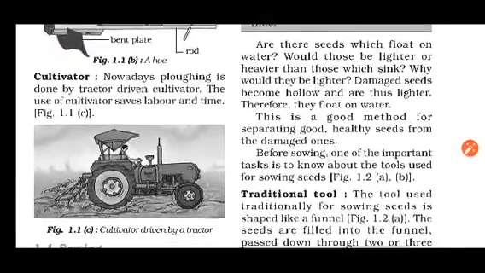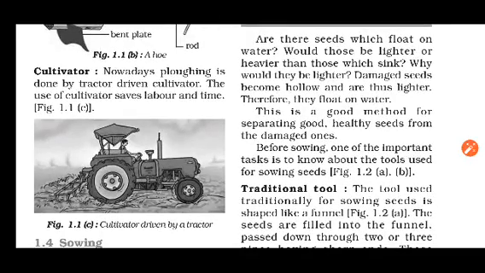Nowadays plowing is done by tractor driven cultivator. Actually since ancient time the cultivation is done by wooden plows. Those are made by the carpenters. But the use of cultivators saves labor and time.